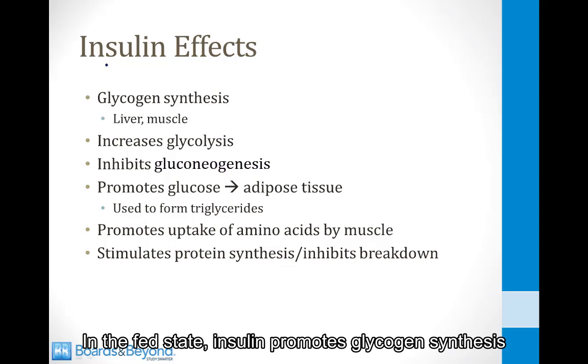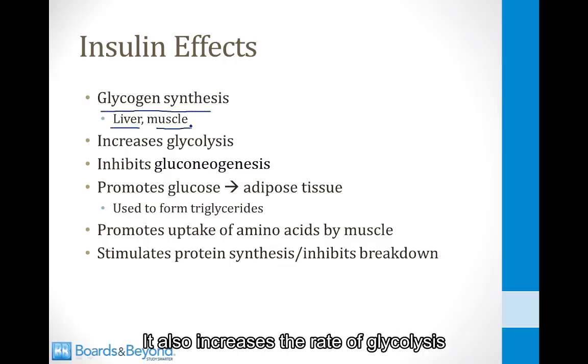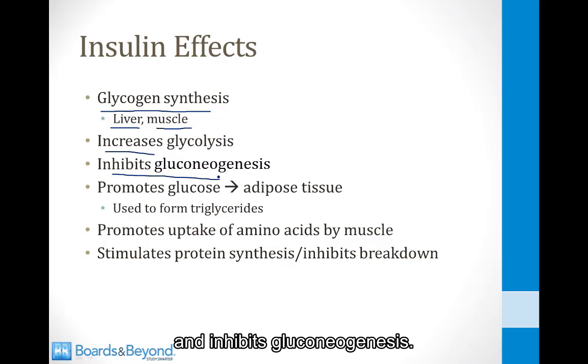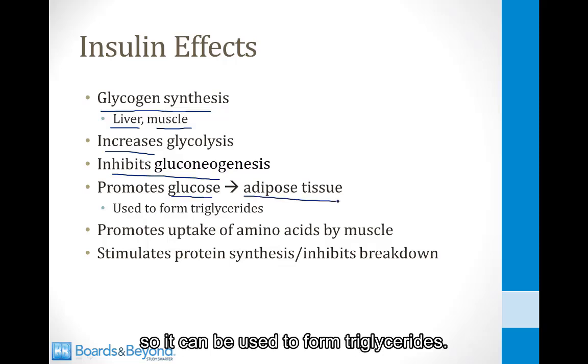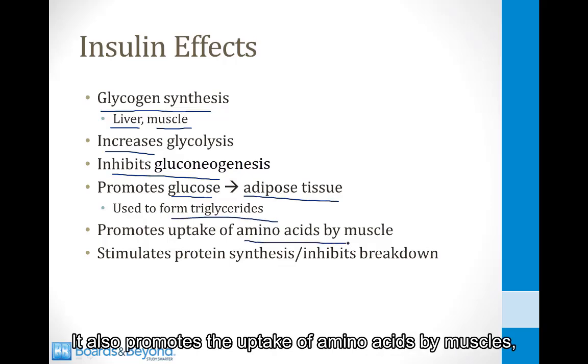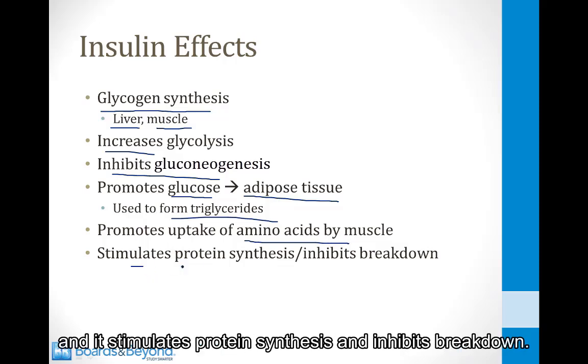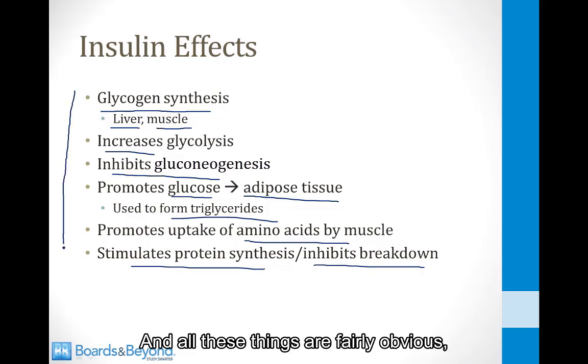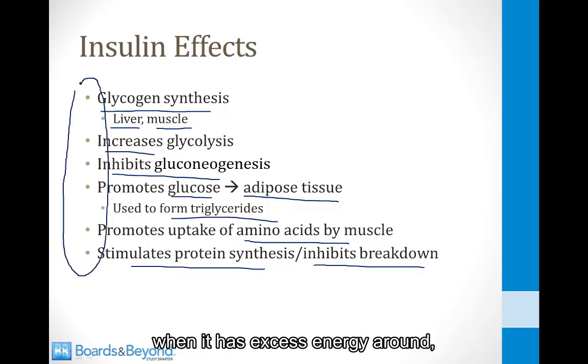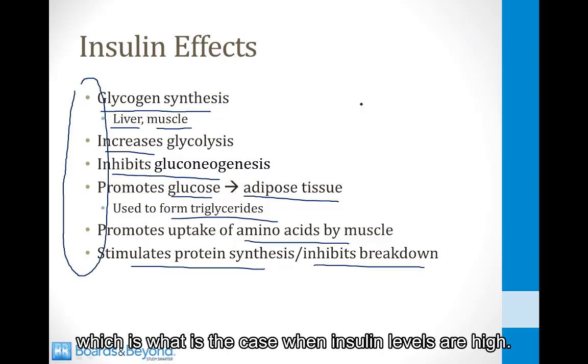In the fed state, insulin promotes glycogen synthesis in the liver and in muscle cells. It also increases the rate of glycolysis and inhibits gluconeogenesis. In addition, it promotes the transfer of glucose into adipose tissue so it can be used to form triglycerides. It also promotes the uptake of amino acids by muscles, and it stimulates protein synthesis and inhibits breakdown. And all these things are fairly obvious if you think about what the body wants to do when it has excess energy around, which is what is the case when insulin levels are high.